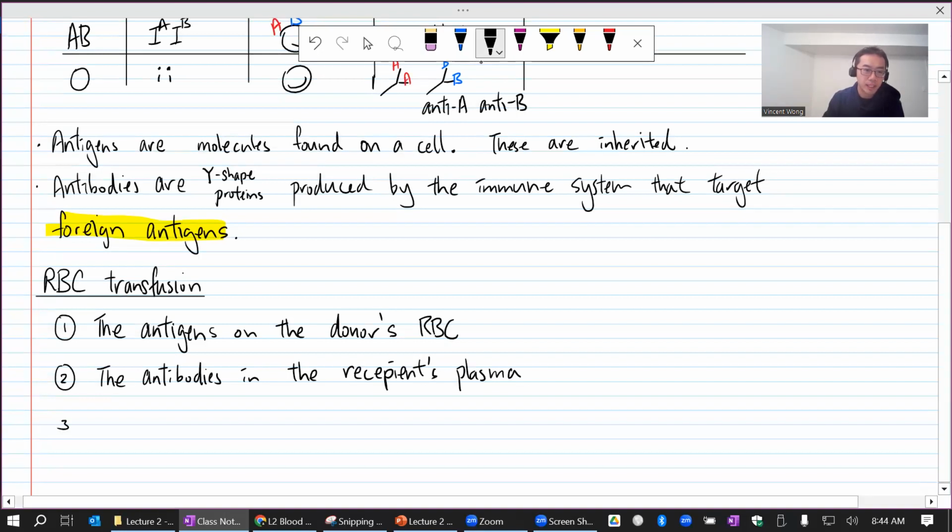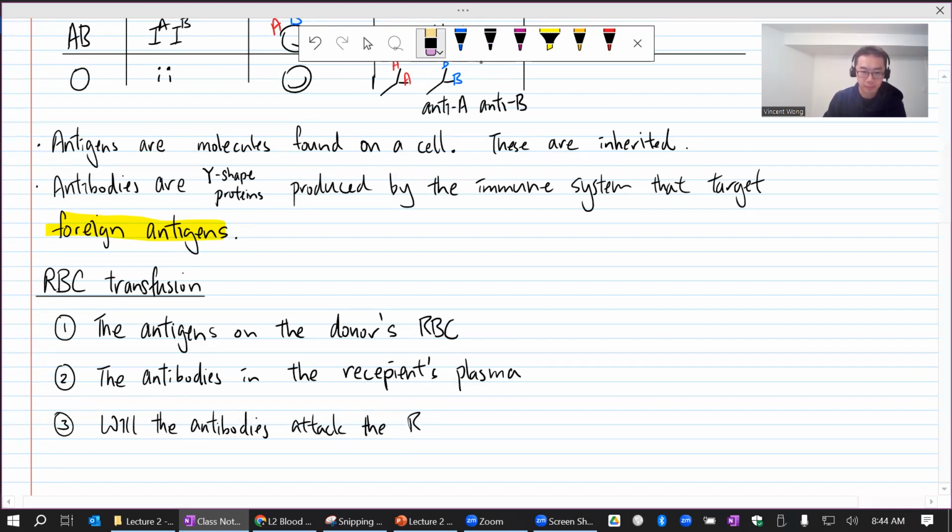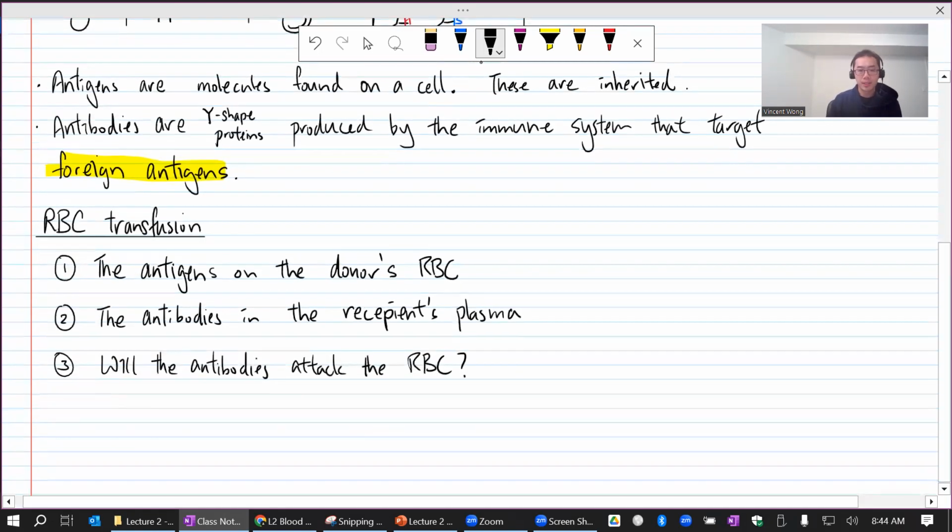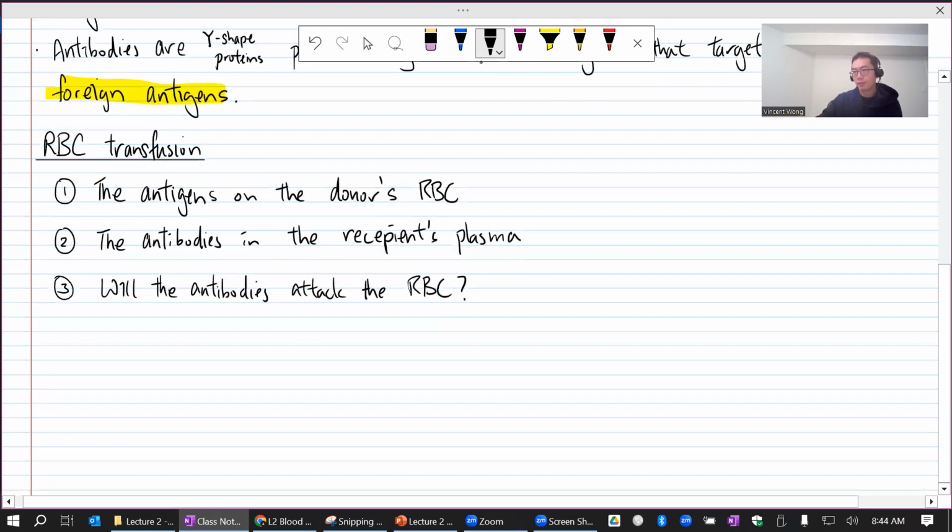And number three, will the antibody attack the RBC? Those are the three things you have to ask yourself when we try to figure out whether the transfusion is safe or not.